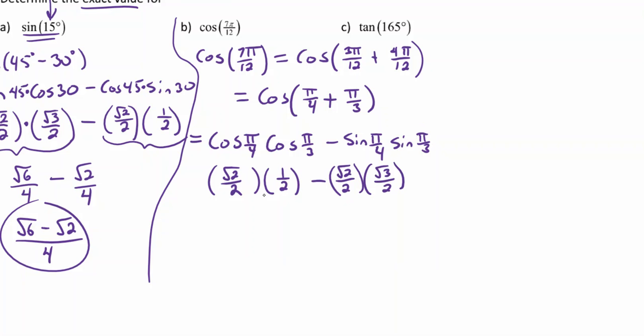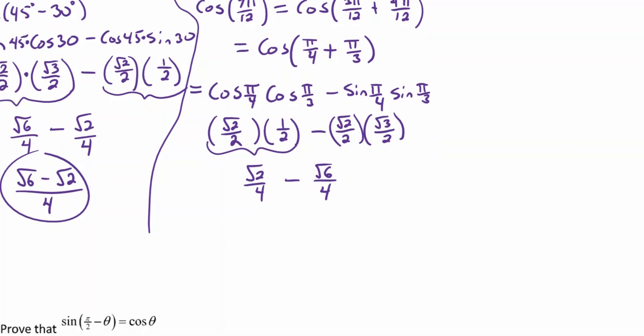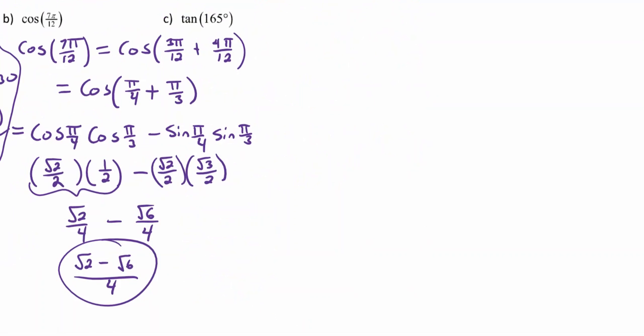And then we'll just kind of clean this up, right? So I'm going to look at this one on its own first. So this would be the same thing as just root 2 over 4 minus, this would be root 6 over 4. So this one looks a lot like the last one, but backwards, isn't it? So this ends up being root 2 minus root 6 all over 4. And we just leave it like that. All right.